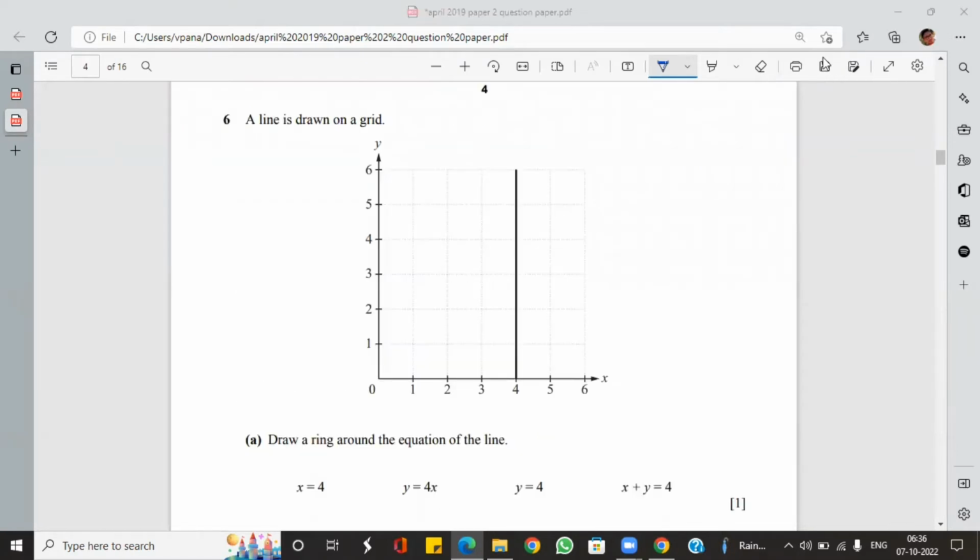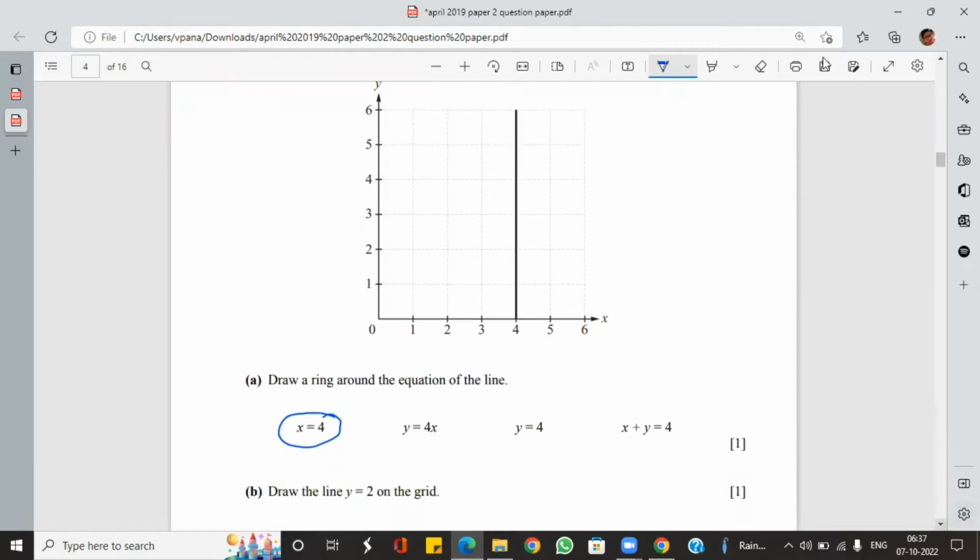Number 6, a line is drawn on a grid. Draw a ring around the equation of the line. So you can see here, the equation is x equals 4. So this is the equation of the line. In the second part of this question, they say, draw the line y equals 2 on the grid. So y equals 2, the line is going to be this part. And this is going to be your line, y equals 2. Okay, so we completed question number 6.